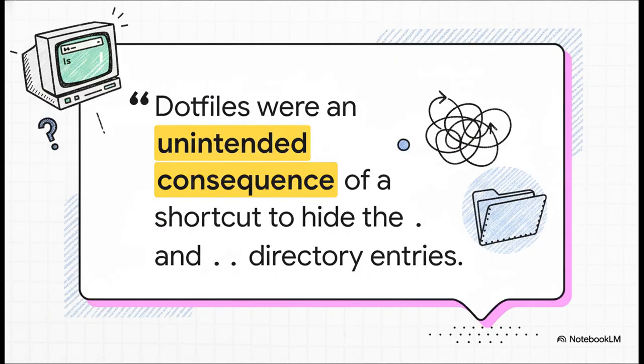And get this, the whole idea of dot files was a total accident. Seriously, the story goes that the early Unix developers just wanted to stop the ls command from showing a couple of special directory shortcuts. So they just hacked together a quick rule. If a file name starts with a dot, ignore it. And just like that, an entire convention for hiding important files was born, completely by accident. Kind of cool, right?